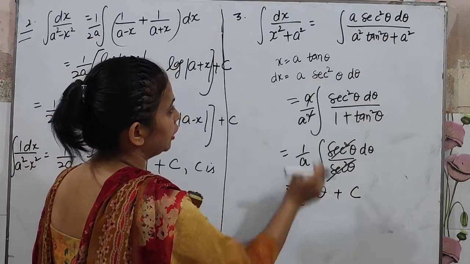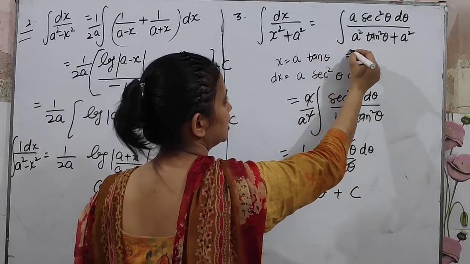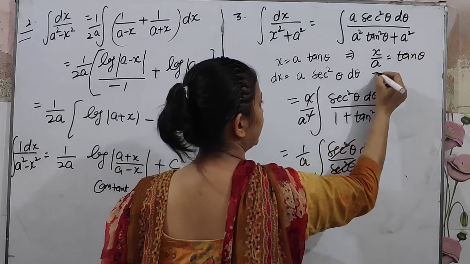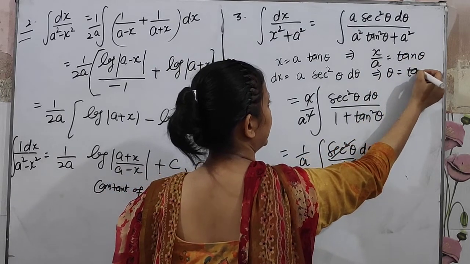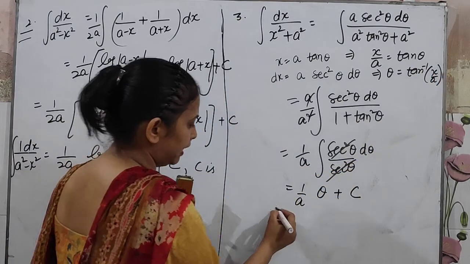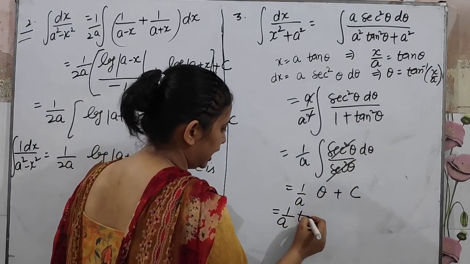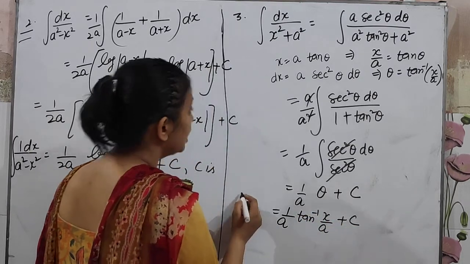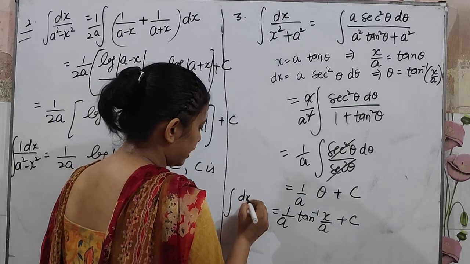Now what is the value of theta? Here x upon a equal to tangent theta. It means theta is tan inverse x upon a. So substitute the value here. It is 1 by a tan inverse x upon a plus c. This is the integration of dx upon x square plus a square.